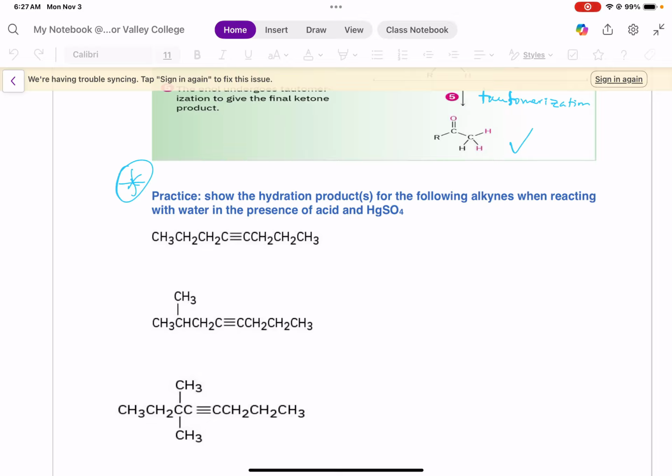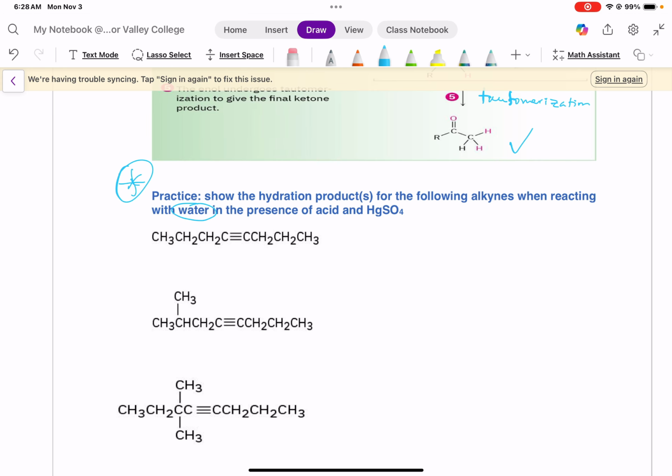All right, let's finish up alkynes. Okay, and this is where we left off last time.